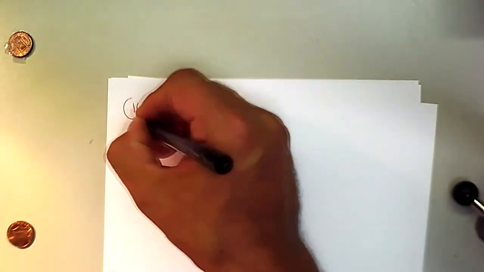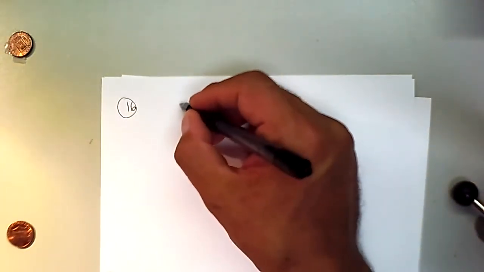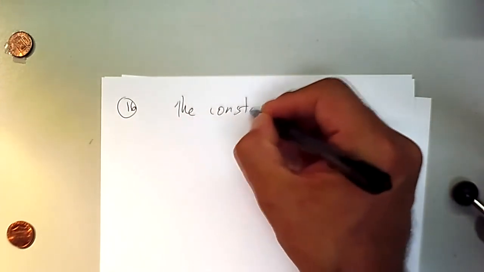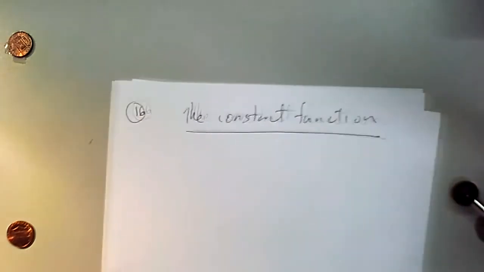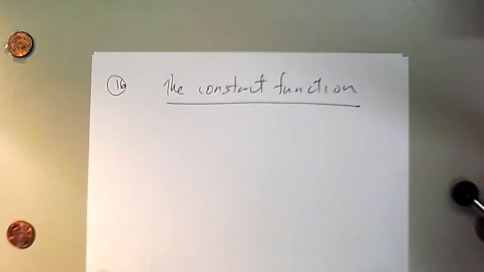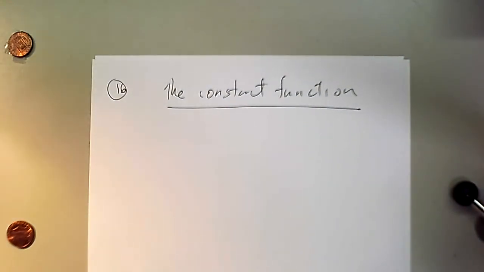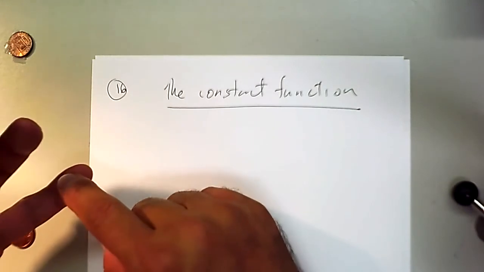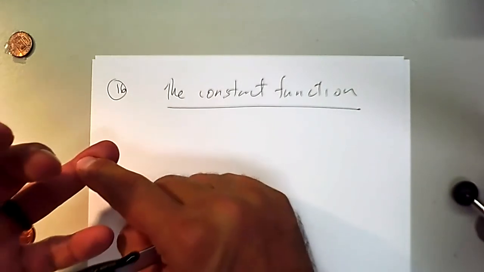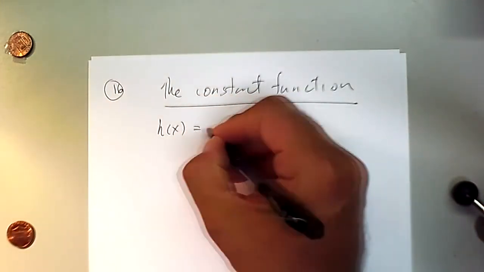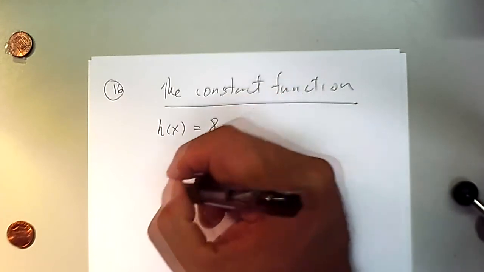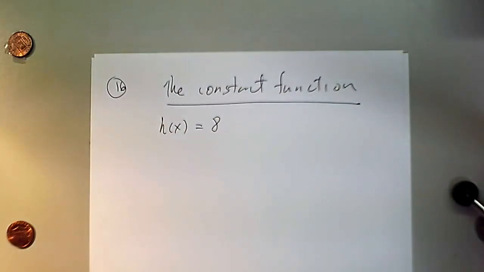There's one more example that is almost too simple. The constant function. It's so simple we miss it sometimes. We miss what it is about. We did f in example 14. In 15 we used g. I want to stay with the alphabet, so h. h of x equals 8.